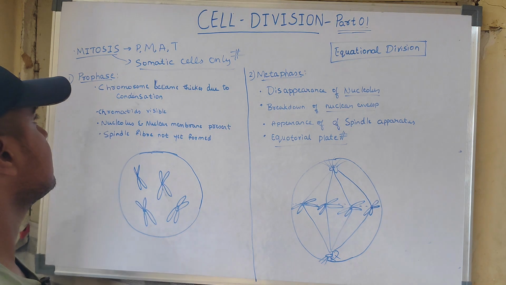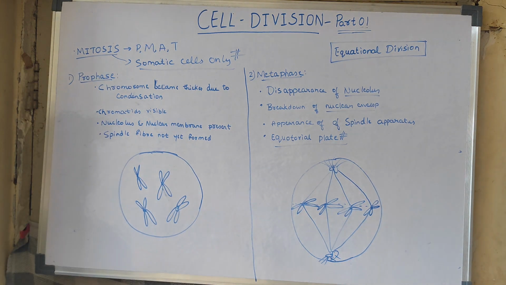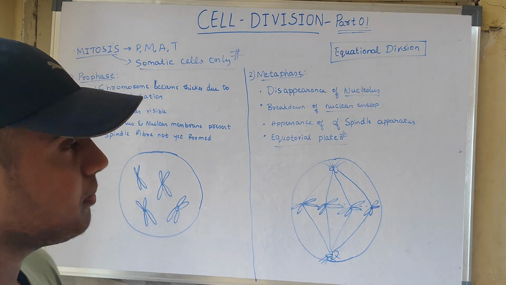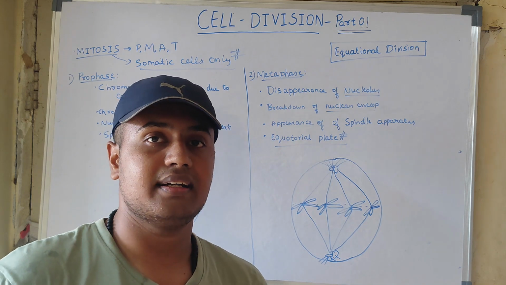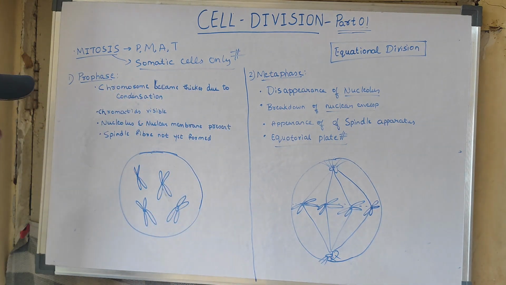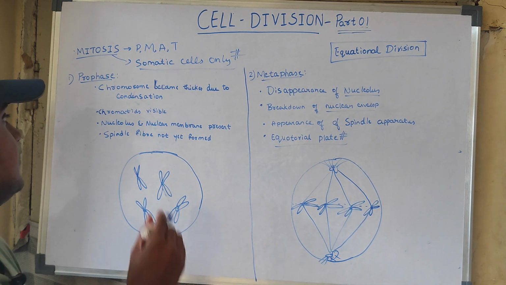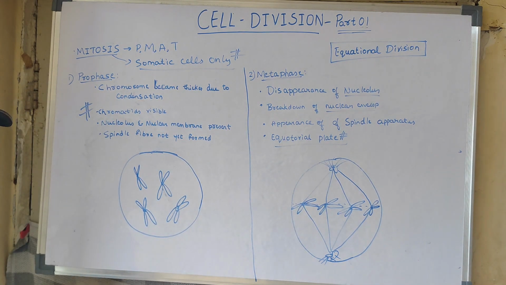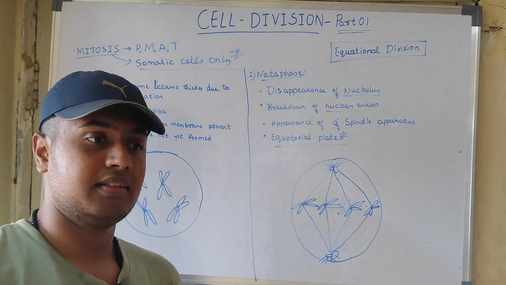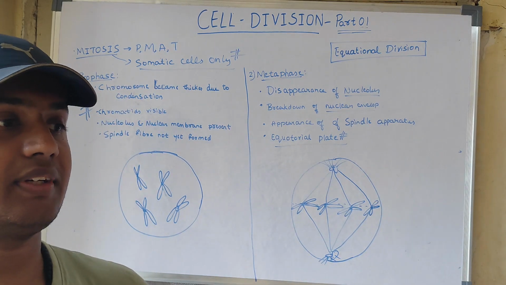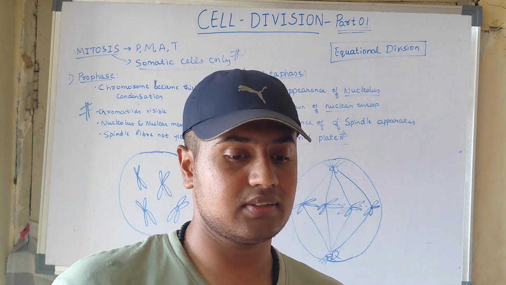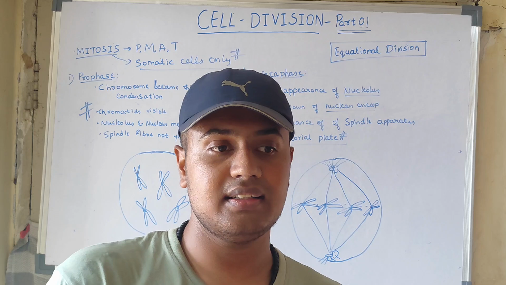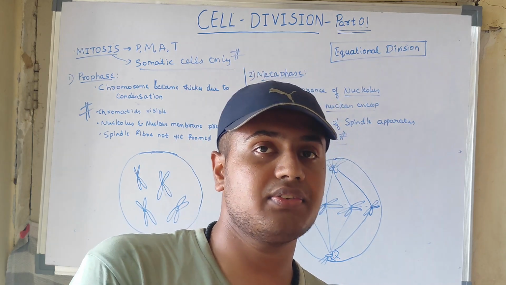The first subphase of mitosis is prophase. Here, chromosomes become thicker and condensed. In prophase, chromatin is visible. This is the characteristic feature of prophase, and spindle fiber is not yet formed. Simply, it is the fresh cell which is going to divide. These are the characteristics of prophase.